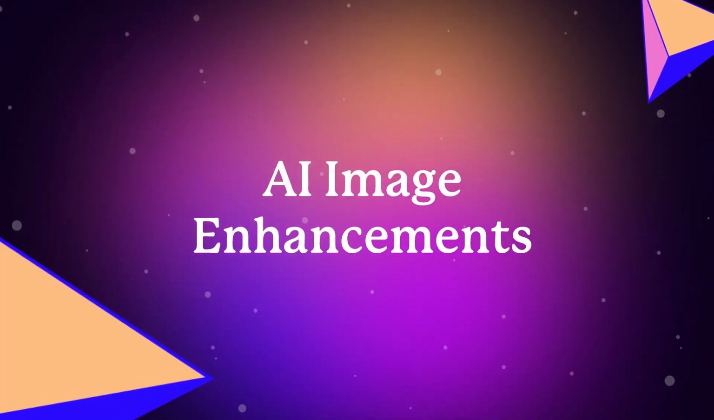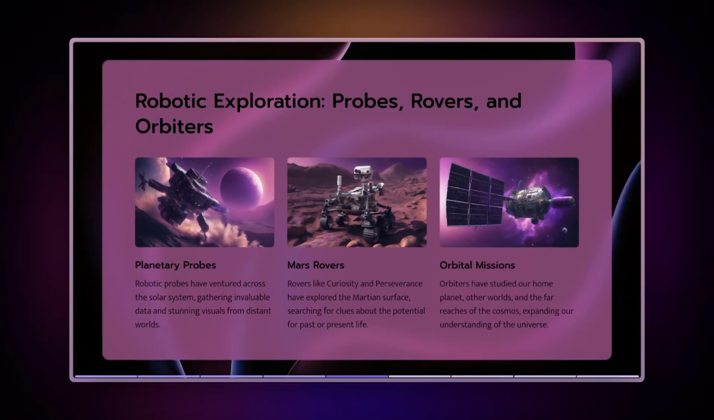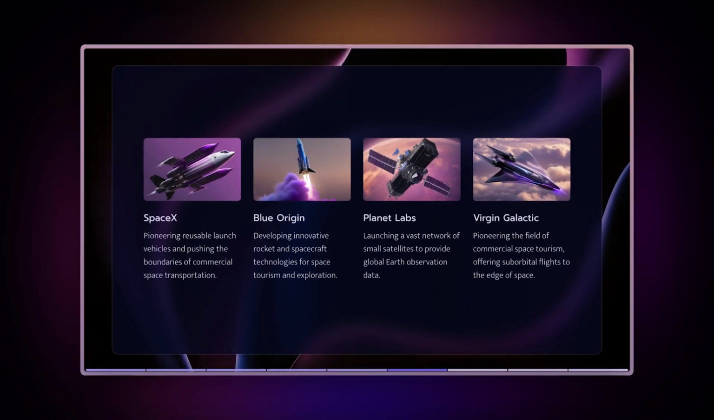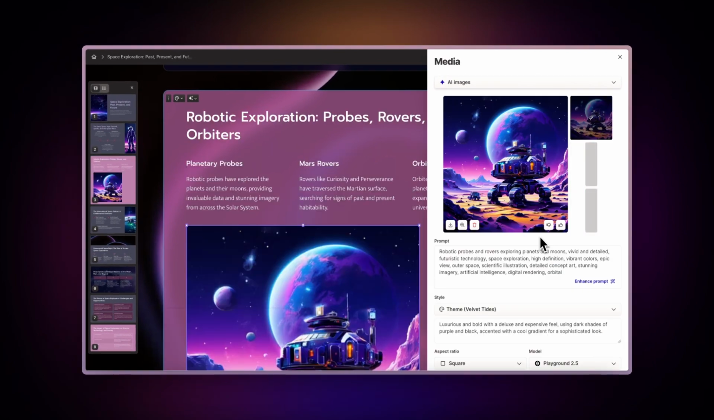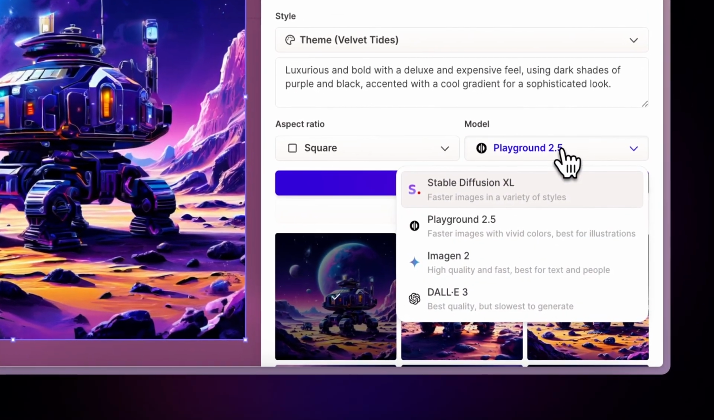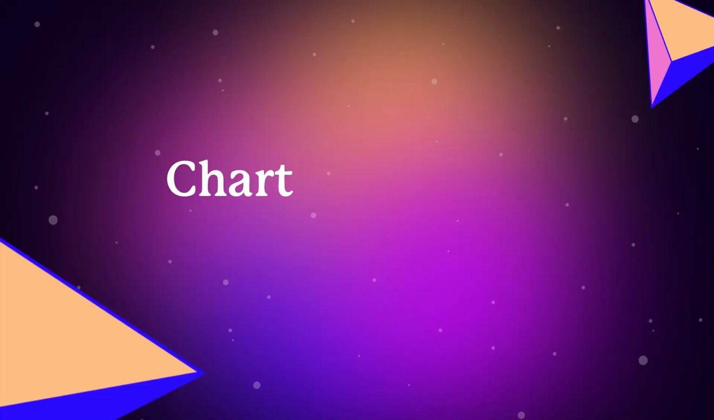AI image enhancements. AI images in Gamma are now more powerful than ever. You can generate images in a consistent visual style and access the newest models like DALL-E 3, Playground 2.5, and Google Imagen.